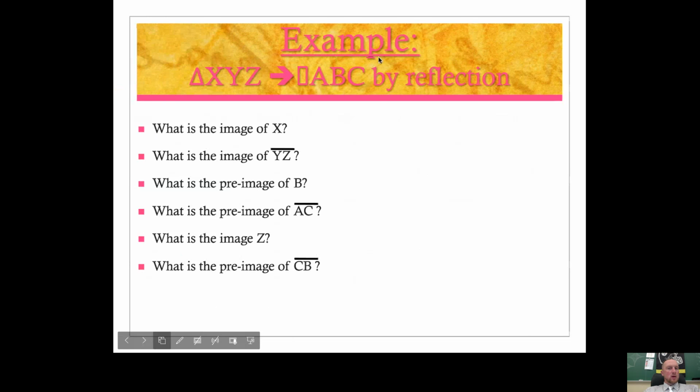We can do the same thing with a mapping statement. I'm not real sure why this didn't come out so clear. This is triangle XYZ maps to, this should be a triangle as well. I don't know why that turned out like that, but that should be triangle ABC by reflection. When you have a statement, that is the most powerful thing you can have. You don't necessarily need the picture to figure out what goes with what here.